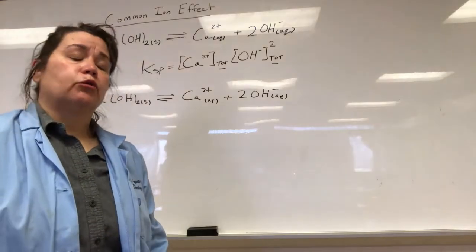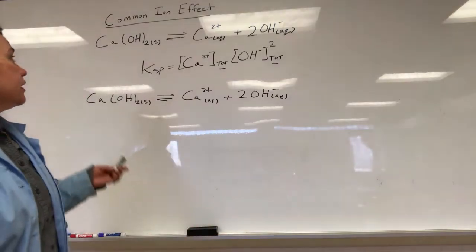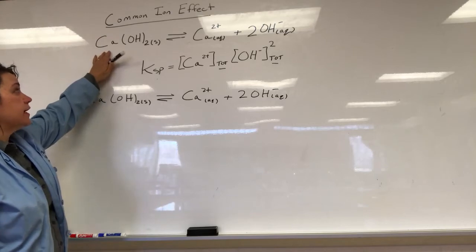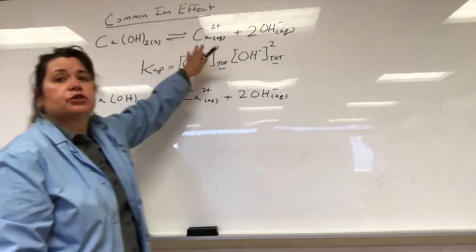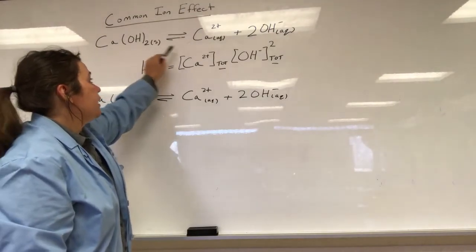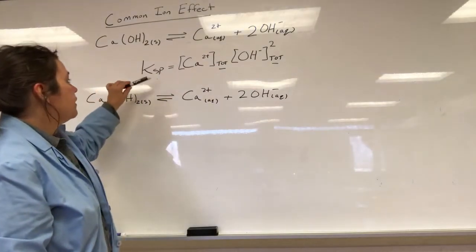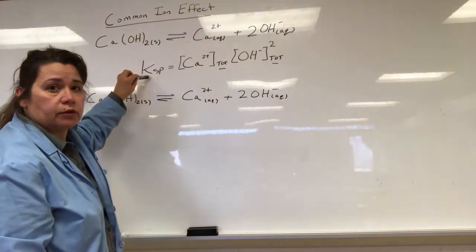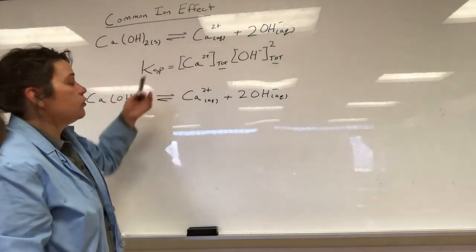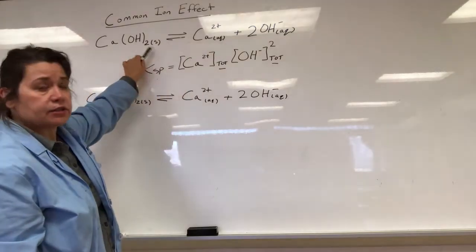Today's experiment we will be exploring the common ion effect using the solubility equilibrium of calcium hydroxide as it dissolves into a solution. So we know that for a solubility product equilibrium, the Ksp, the equilibrium constant that governs this reaction, can be calculated in a normal way. We take products over reactants, but the reactant this time is a solid.